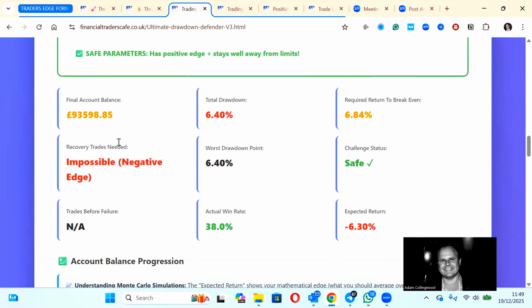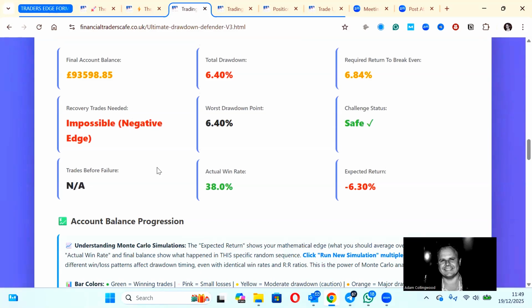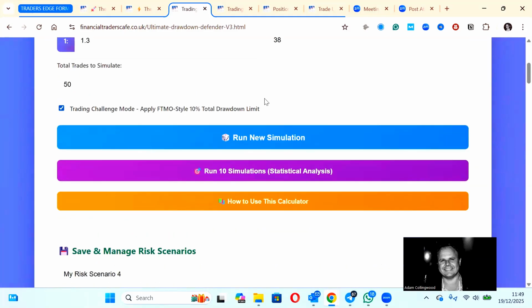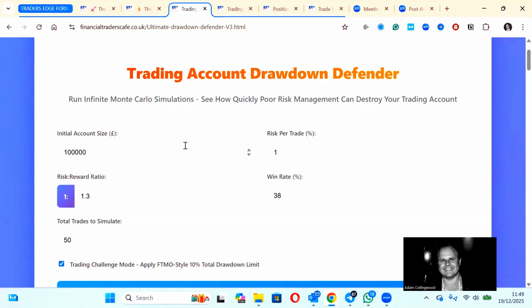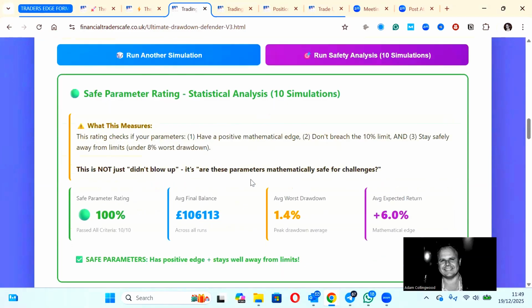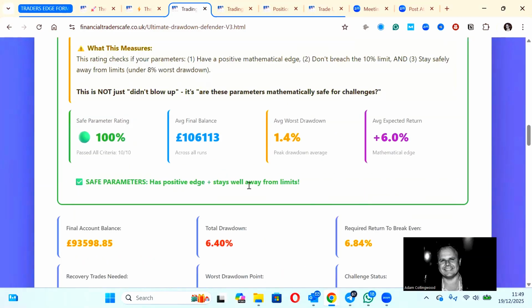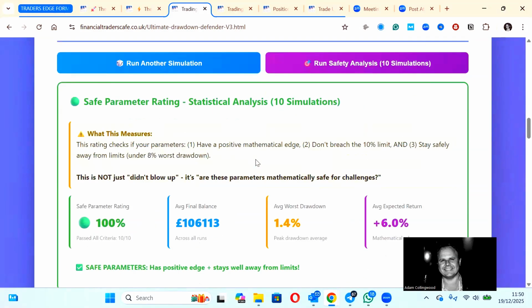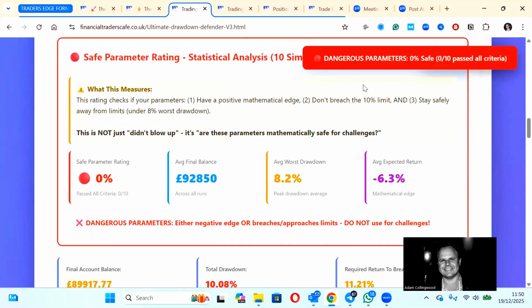And what this is telling us is you have an impossible negative edge. Do not try and take a challenge. So if you've done the back testing, run it through here and say, oh, I'm going to risk 1% per trade. No, don't do 1% per trade, because this is telling you you are going to lose the challenge. You're going to lose money. All right. So 6.4% is what the drawdown is. And we're going to run the safety checks on this.